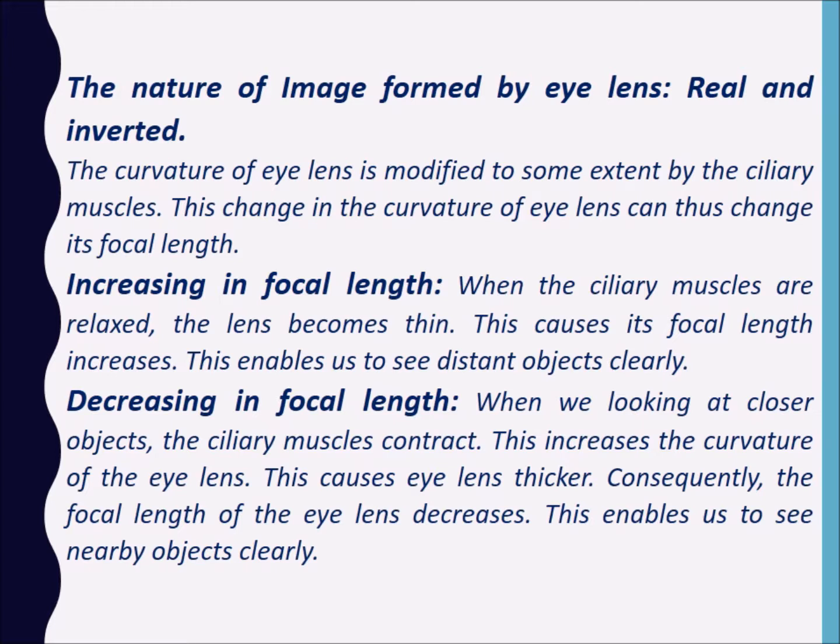Decrease in focal length: when we look at closer objects, the ciliary muscles contract. This increases the curvature of the eye lens. This makes the eye lens thicker. Consequently, the focal length of the eye lens decreases. This enables us to see nearby objects clearly.